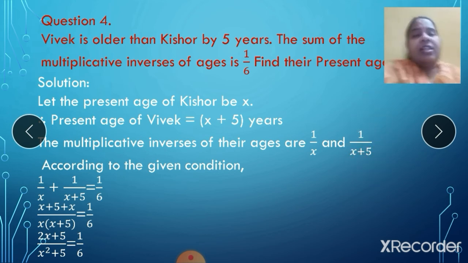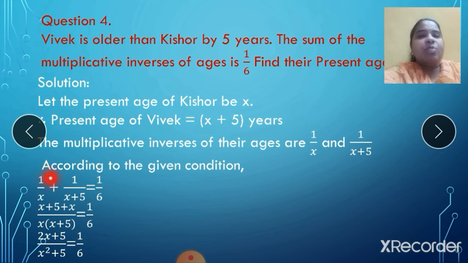What is actually the concept of multiplicative inverse? That the product of a number and its multiplicative inverse should be 1. Correct? So see, if I take x into 1 upon x, x and x will get cancelled, answer is 1. That is the reason I told you, in an easy way, multiplicative inverse means reciprocals. And their sum they have told, so I need to add these 2 and equate it to 1 upon 6. So according to the given condition, 1 upon x plus 1 upon x plus 5 is 1 upon 6.